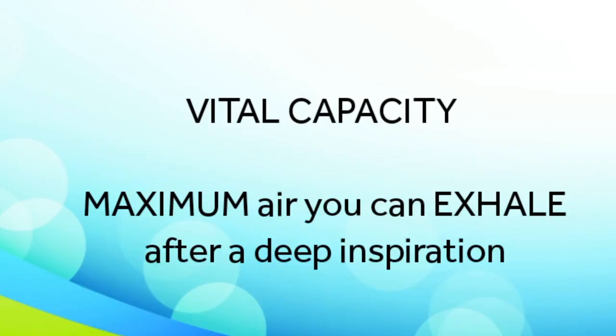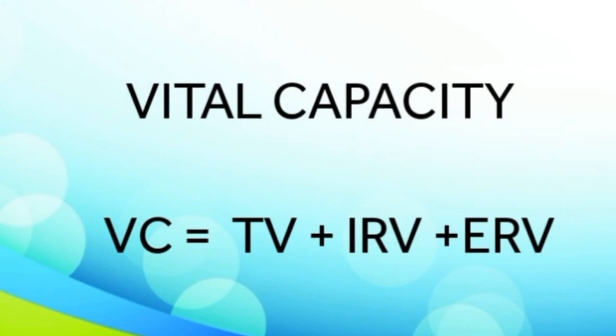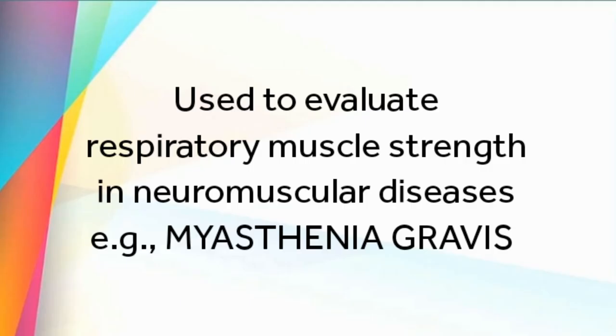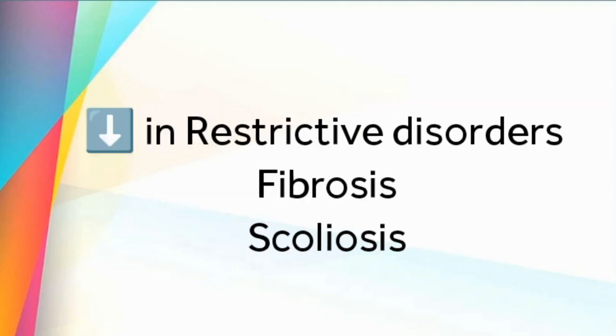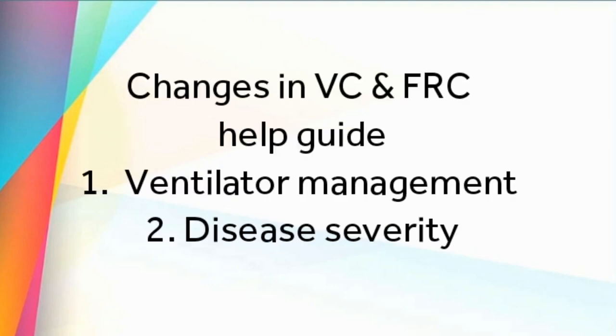Vital capacity is the maximum air you can exhale after a deep inspiration. Vital capacity is tidal volume plus inspiratory and expiratory reserve volume. It is used to evaluate respiratory muscle strength in neuromuscular diseases, for example, myasthenia gravis. It decreases in restrictive disorders, fibrosis, and scoliosis. Changes in vital capacity and functional residual capacity help guide ventilator management and disease severity.